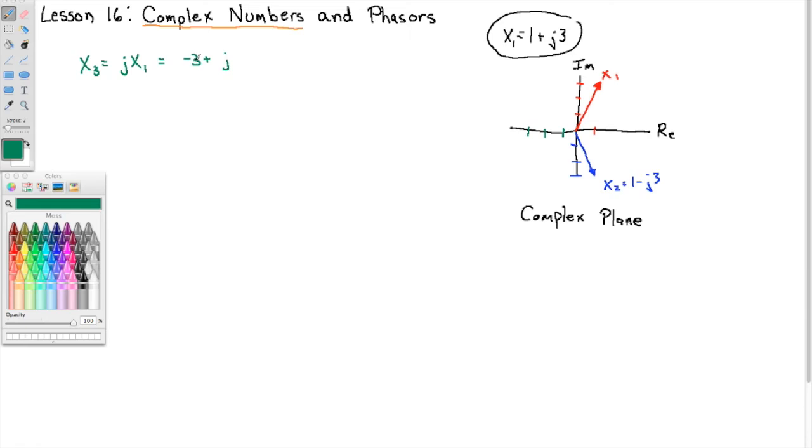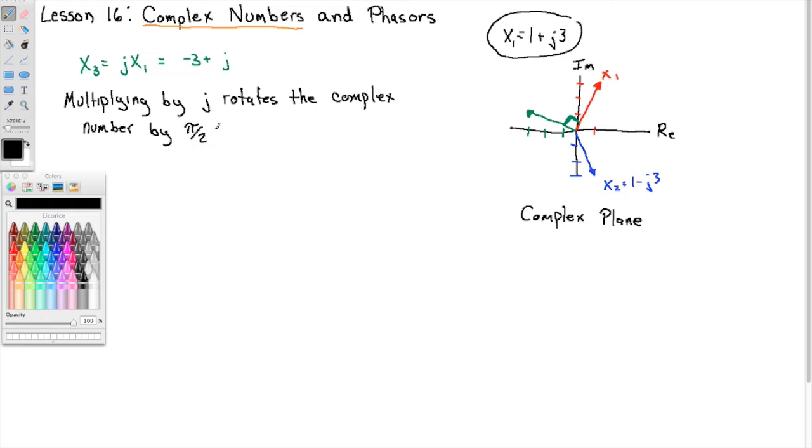So I go to the left 3 units and up 1 unit. If I've drawn my plane correctly, something nice happens. I get a right angle here. Okay? I get a right angle. That is to say, multiplying by j rotates the complex number by pi over 2 radians. Okay, 90 degrees.